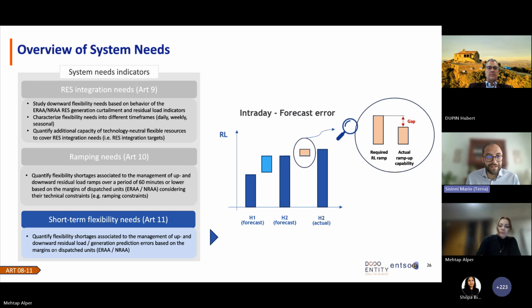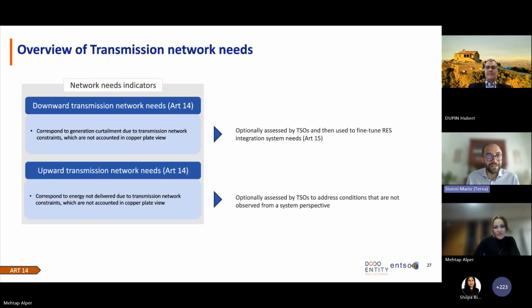And for this, I can stop for the moment for system needs and leave the floor to the distribution network needs. Sorry, first the transmission network needs, yes, and then to Hubert again for the distribution network needs, because we also focus not only at the system level, the whole system, but also from the TSO perspective at the transmission network needs. In this case, focusing on the two different directions, the downward transmission network needs and the upward transmission network needs.